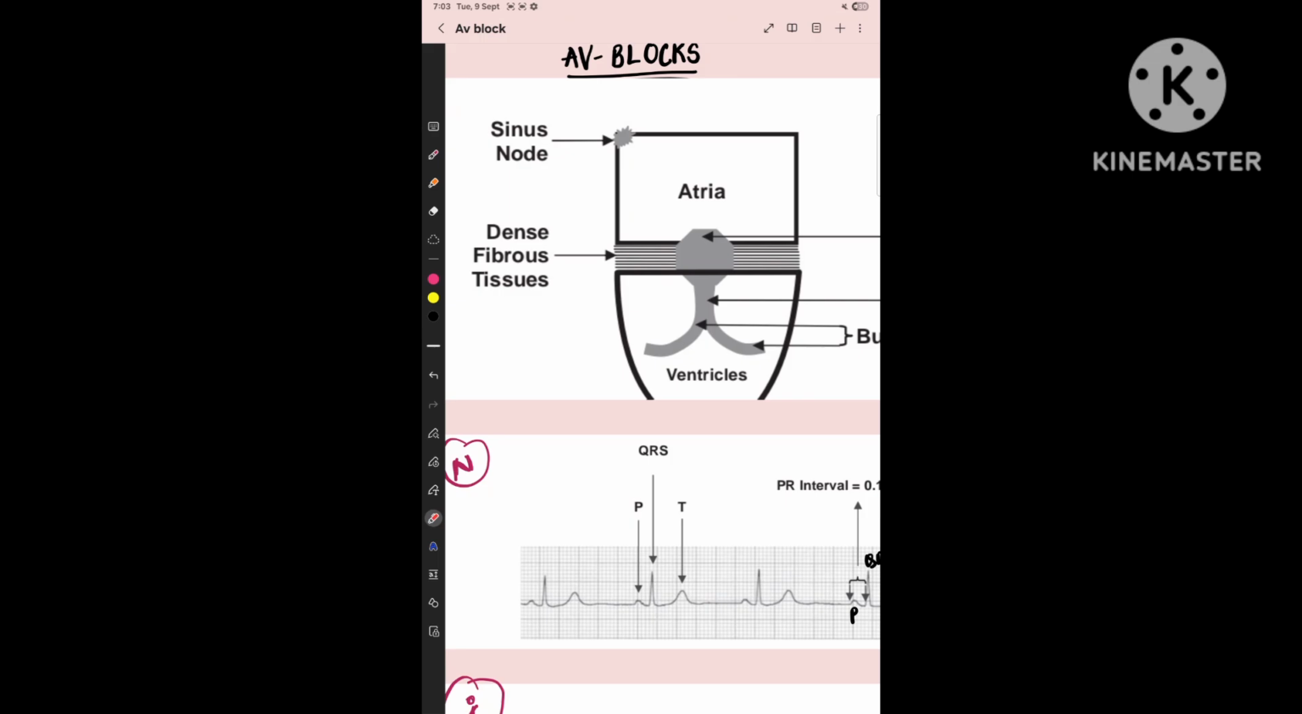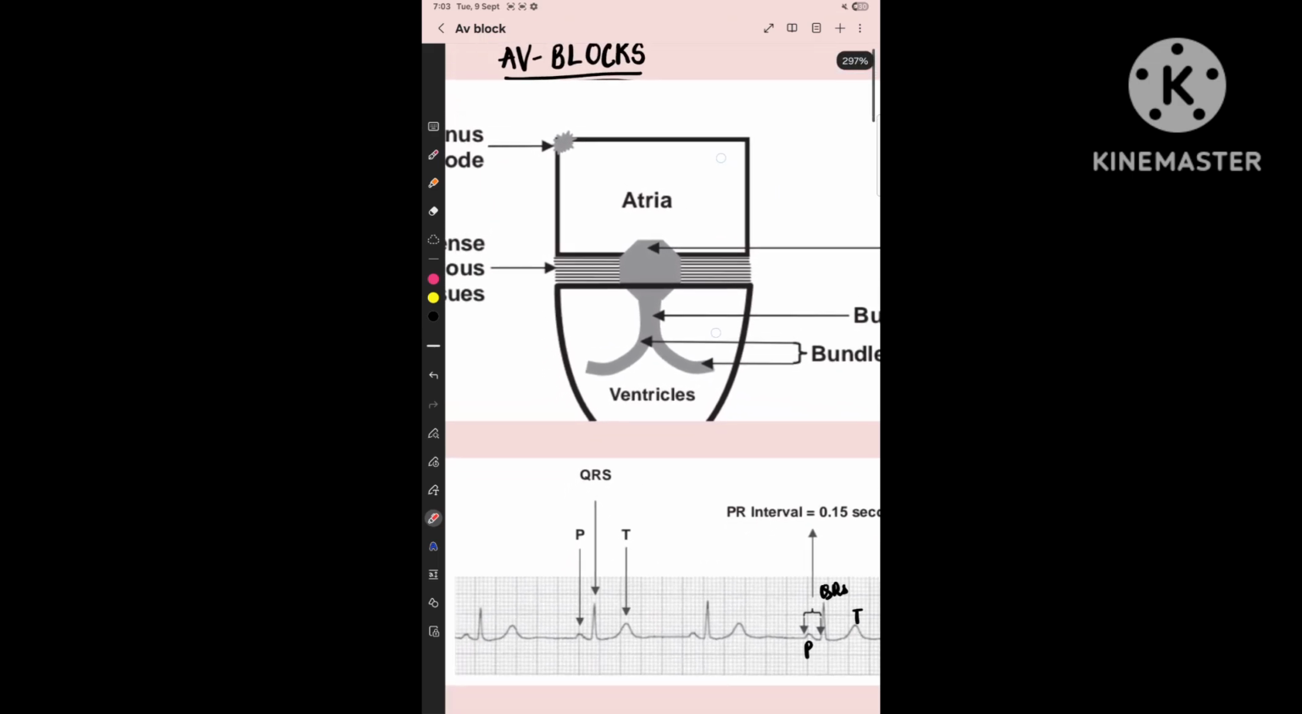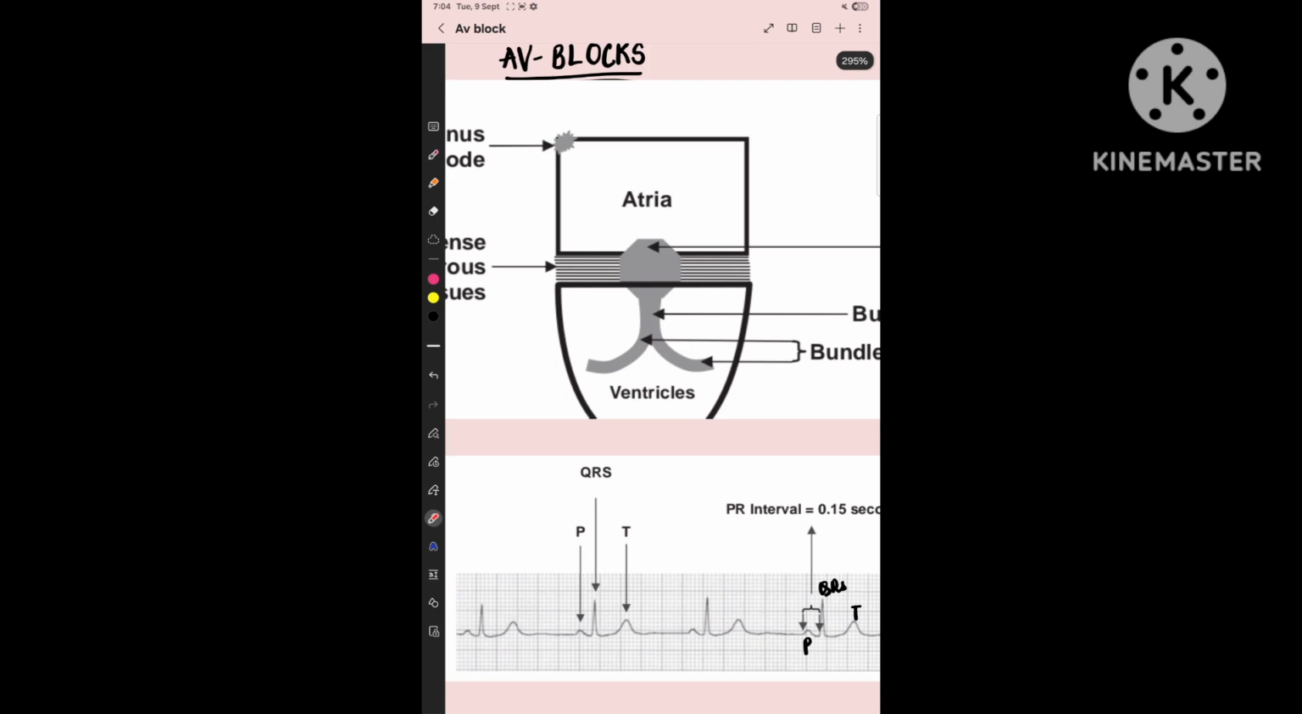Today's topic will be AV blocks. Studying the normal physiology first, the normal impulse is generated in the SA node. Via the atria, it travels and comes down to the AV node, then to the bundle of His, and then via bundle branches, it is given to the ventricles with the ends of Purkinje fibers. This is the normal physiology.